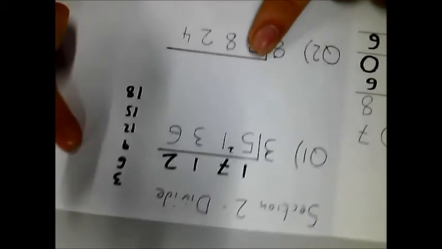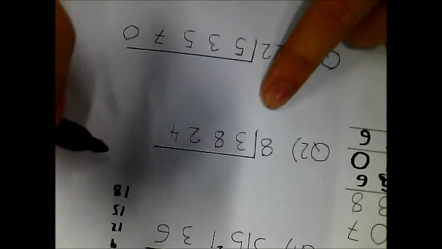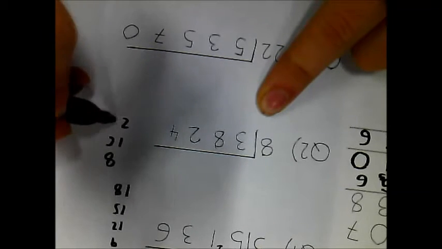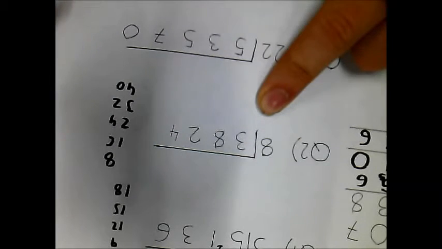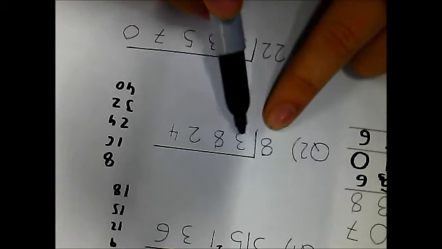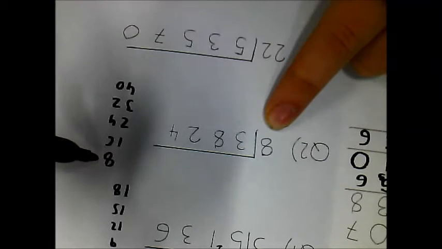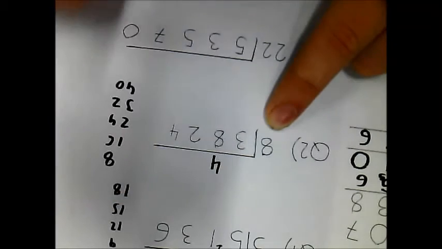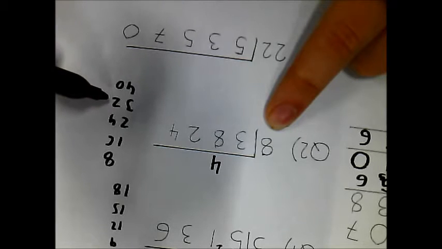Okay, part 2. If I need to, I can write my 8 times table down here to help me. 1 8 is 8, 2 8s are 16, 3 8s are 24, 4 8s are 32, 5 8s are 40. And I might need to continue this on if I need to. So, 8 goes into 3 no times. So 8 into 38 goes 1, 2, 3, 4. And a remainder of 6.